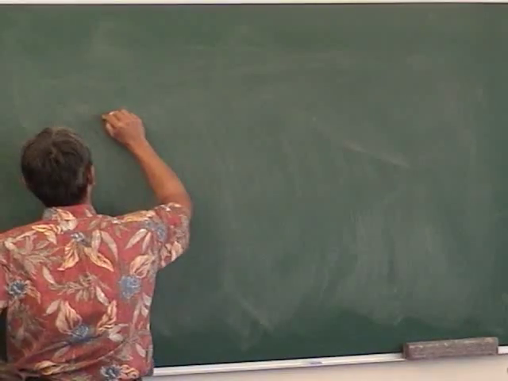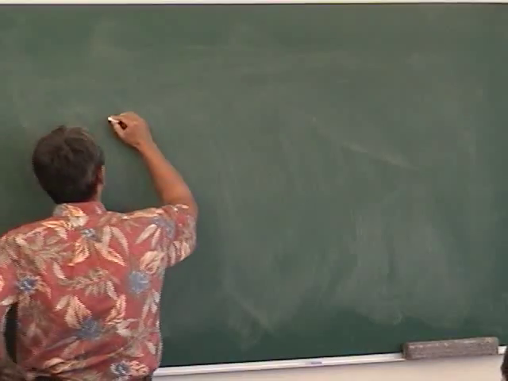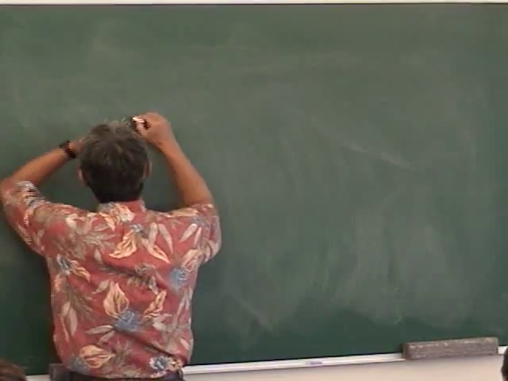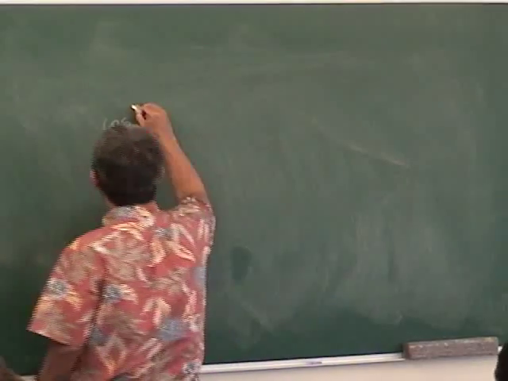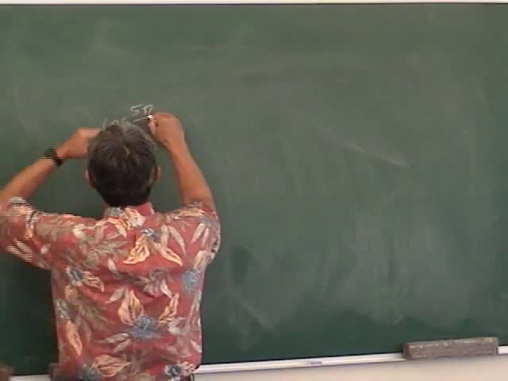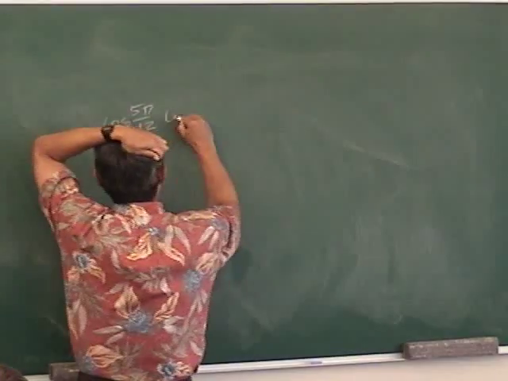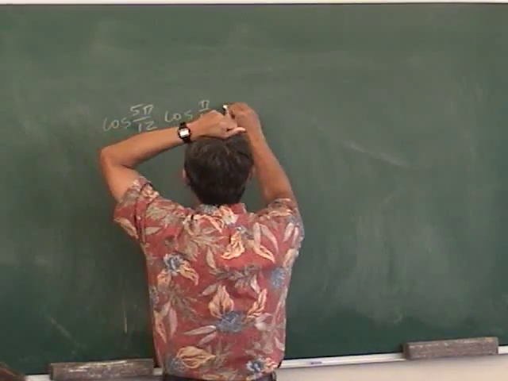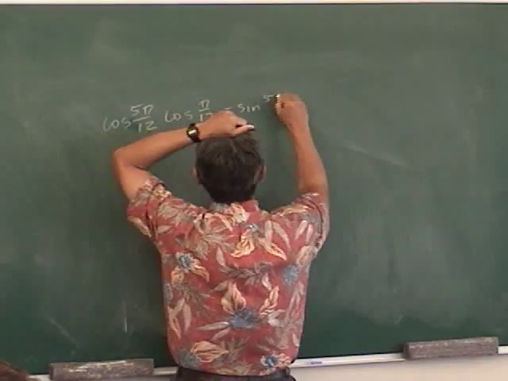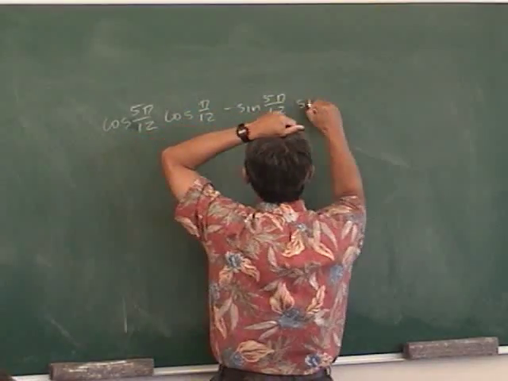Silence! Try to concentrate. Cosine of 5 pi over 12 cosine of pi over 12 minus sine of 5 pi over 12 sine of pi over 12.